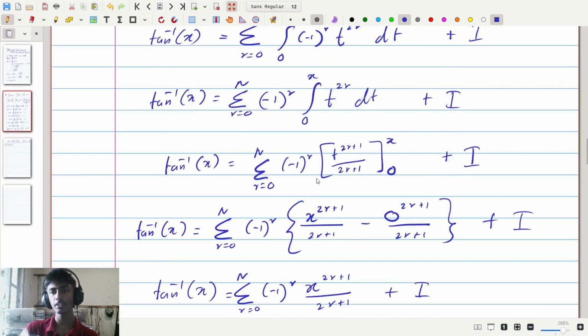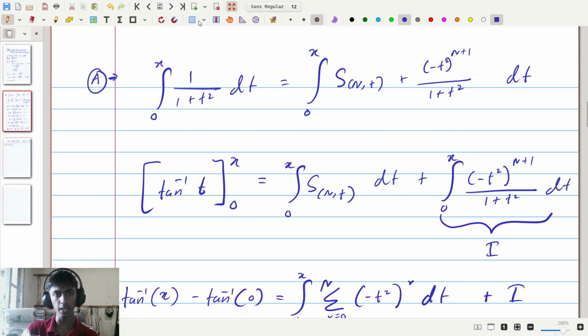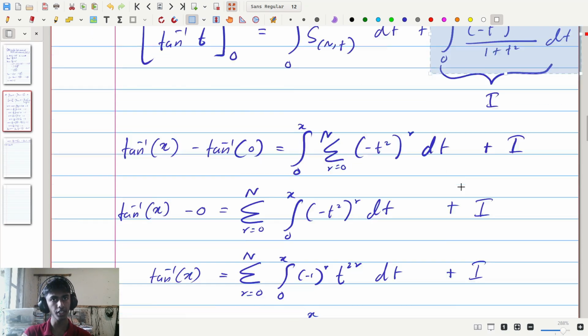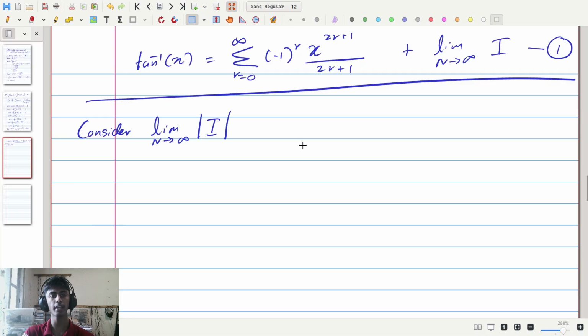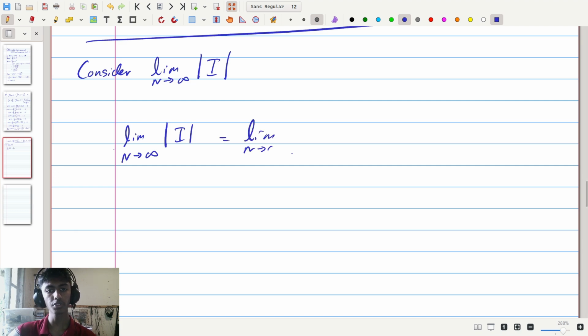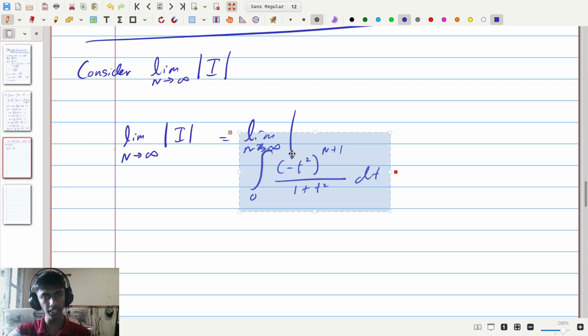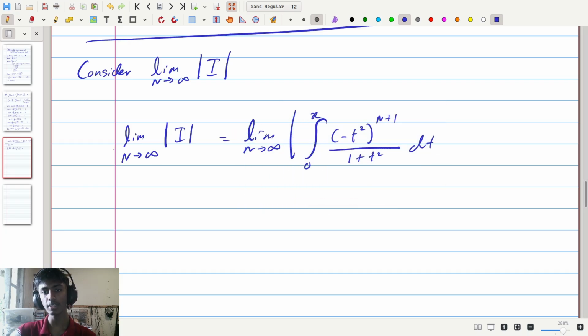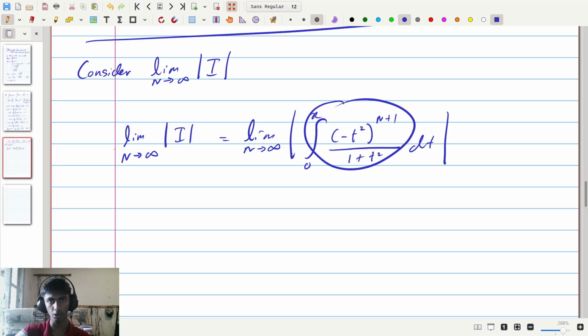So then, considering this thing, let's go back up here and see what I was equal to. I is equal to this integral here. I'm going to copy this integral, bring it down, and replace it and change a few things. So, writing this down, the limit as n approaches infinity of the absolute value of I is equal to the limit as n approaches infinity, and here we can substitute the value of I in. We have to evaluate the limit as n approaches infinity of the absolute value of this expression over here.